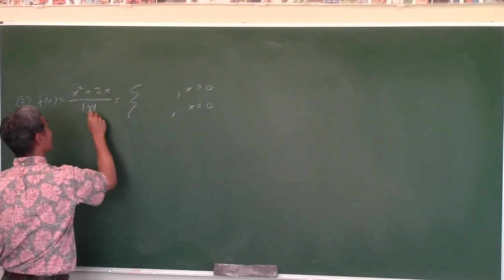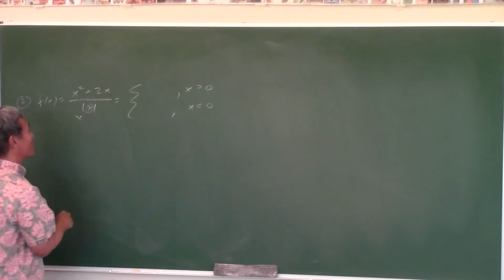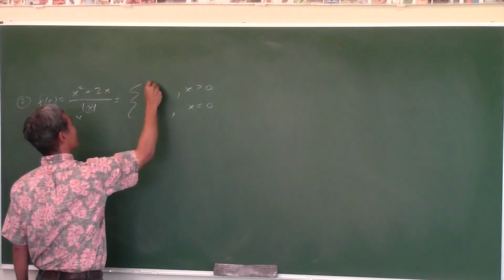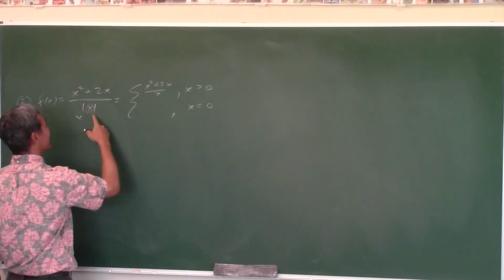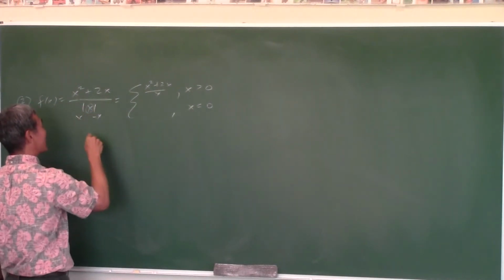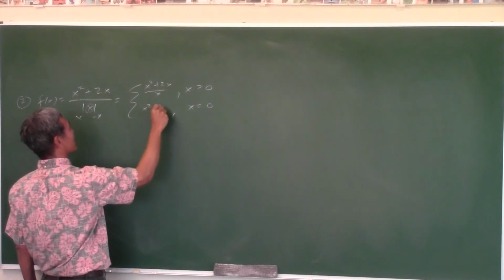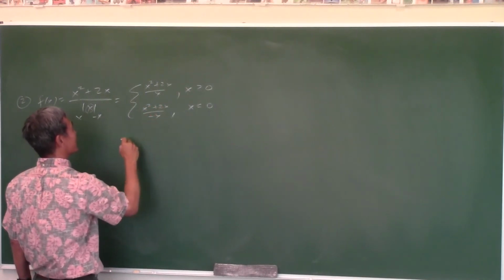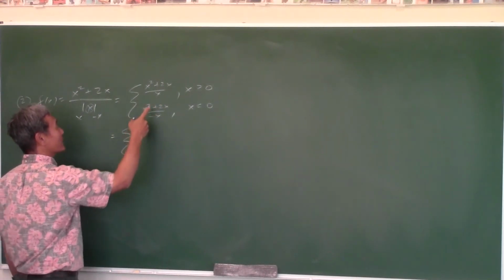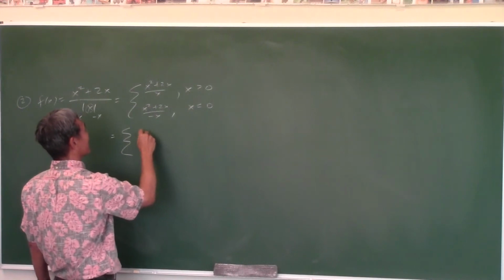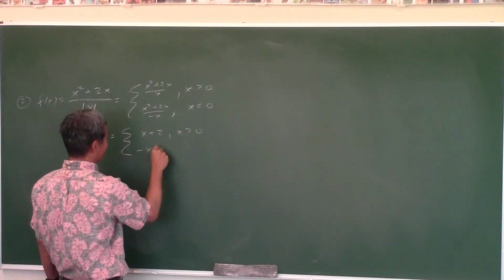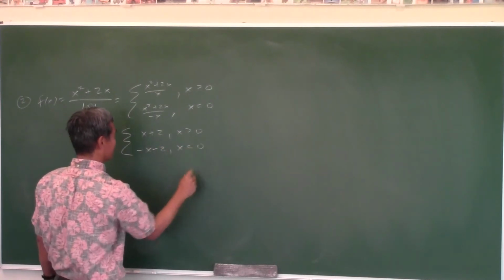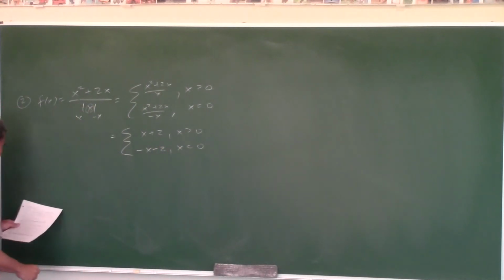So if the inside is positive, you leave it alone. So you just get x squared plus 2x over x. And if the inside is negative, you negate it. So it's negative x. So you get x squared plus 2x over negative x. Did you guys get that? Yeah. And then if you simplify it, you're just going to end up with x plus 2. And this one will be negative x minus 2, right? And then, does it say the graph?